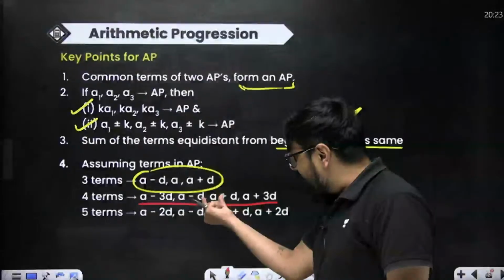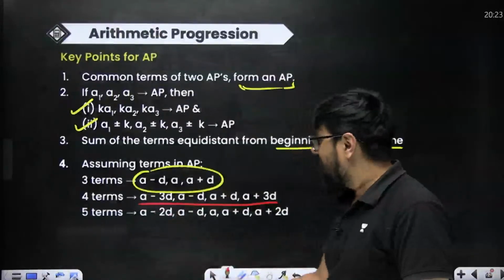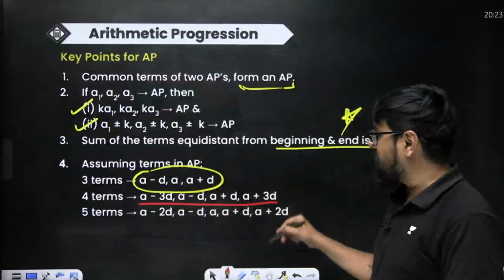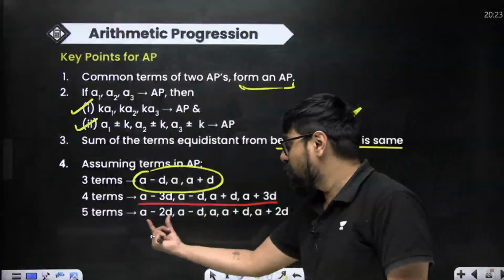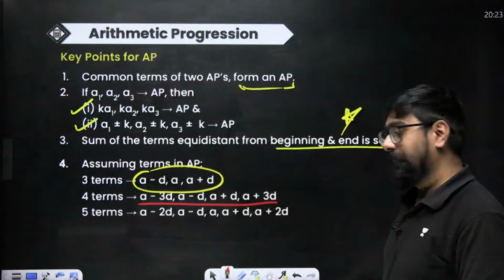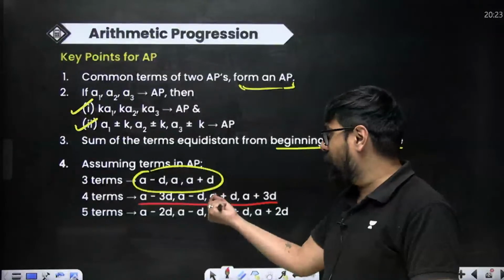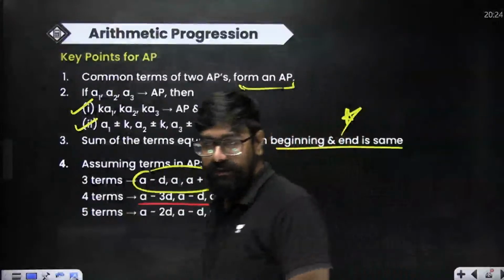Here the difference is 2d, here also 2d, and here also 2d. And everything, minus 3d plus 3d, minus d plus d, is getting cancelled. For 5 terms, choose a minus 2d, a minus d, a, a plus d, a plus 2d. For 4, start with a minus d, a plus d. Whatever the difference is, create it on both sides.